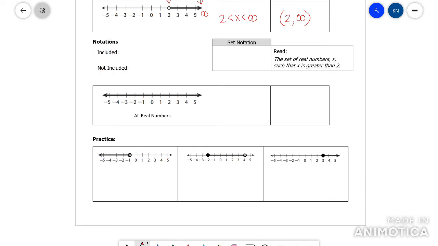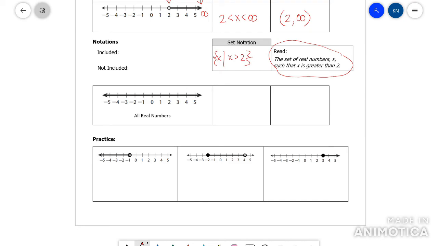But set notation, if they wanted to make this statement in set notation, first thing you would do is you start with the squiggly, and then it's x, and then a line. And then you kind of imagine, well, all the real numbers that are x is greater than 2, you just write x greater than 2 and close it.